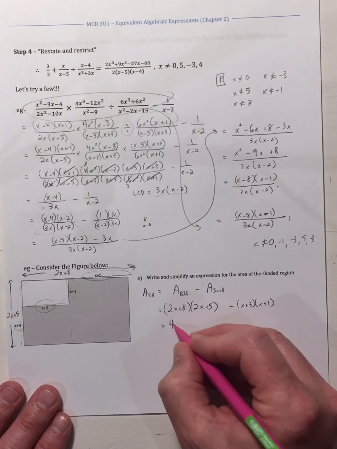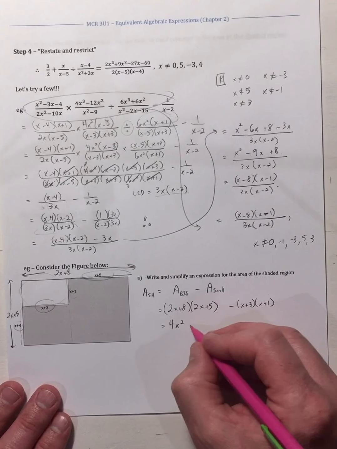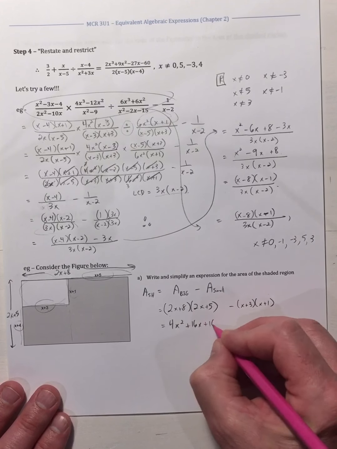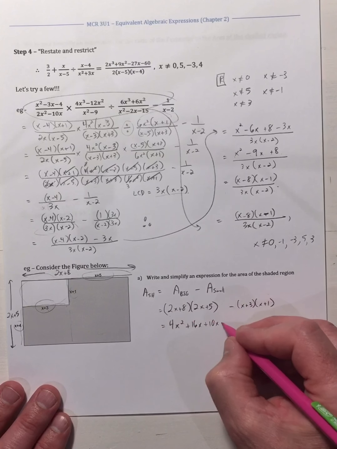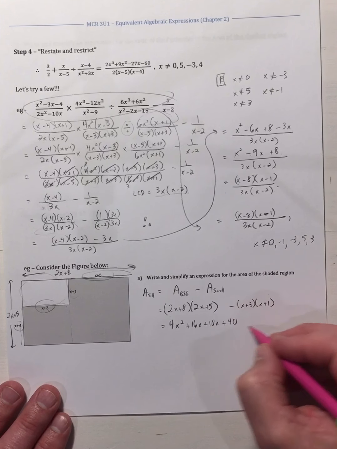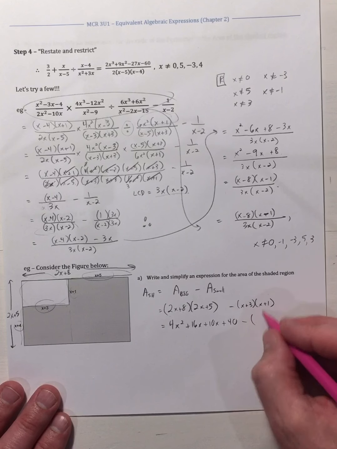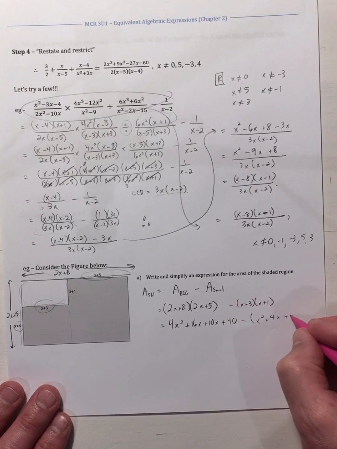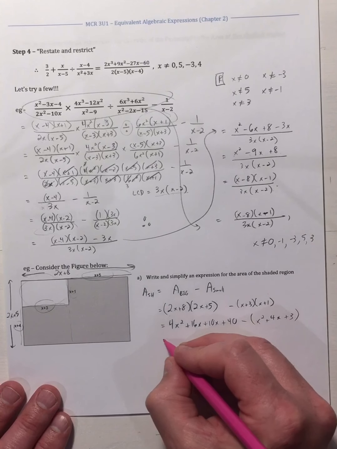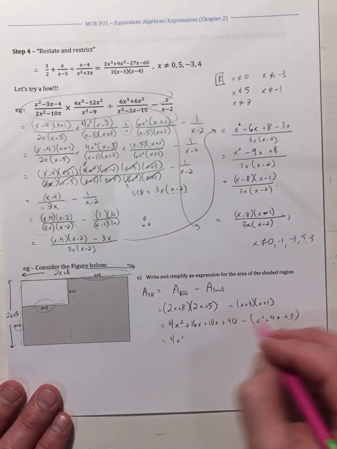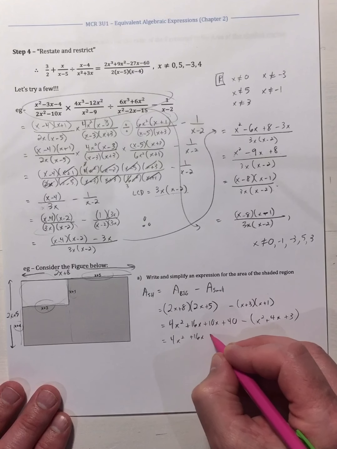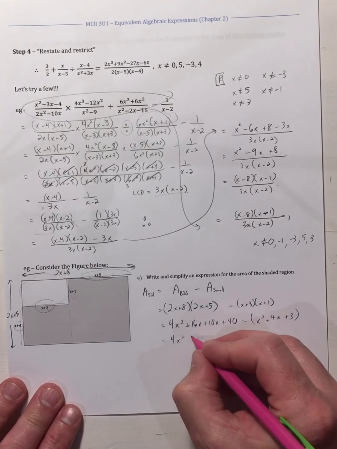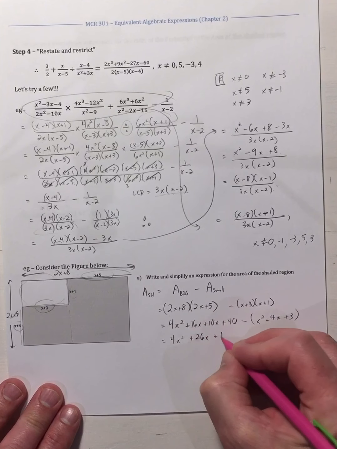So 2x times 2x is 4x squared. 8 times 2x is 16x. And then 2x times 5 is going to give you 10x. And then 8 times 5 is going to give you 40. And then minus, I'm just going to do this in brackets, x times x squared plus 4x plus 3. So you go 4x squared plus 16x, and I can add those up: 16x and 10x is 26x, plus 40.